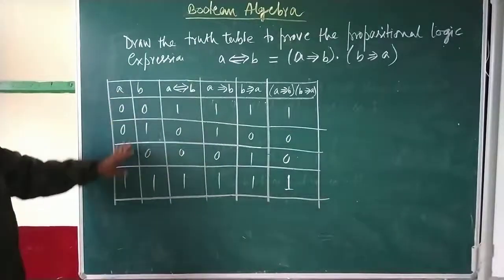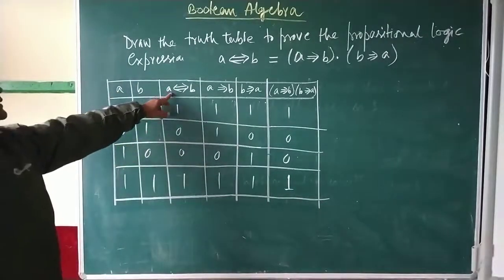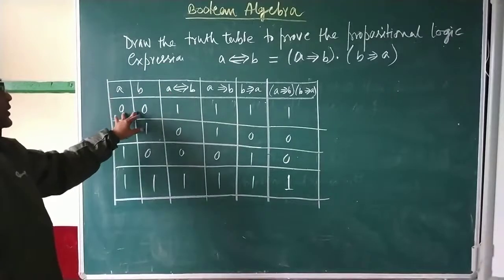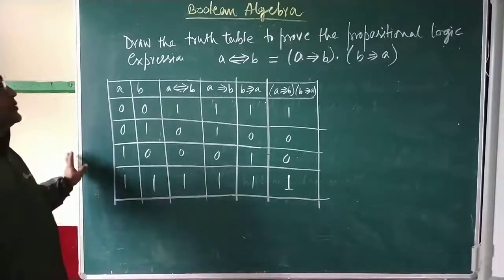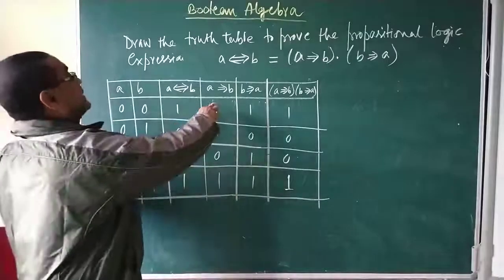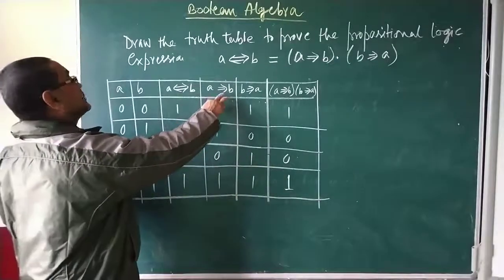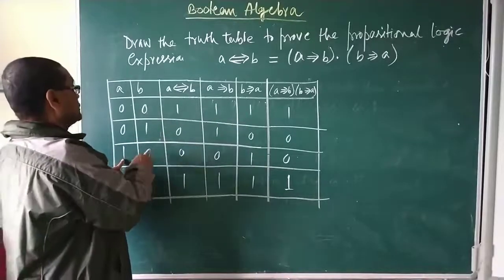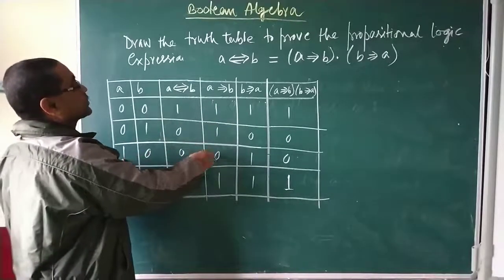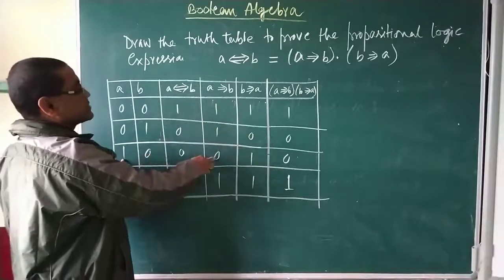Here I have taken two inputs, and this is if and only if. When both are 0, it is 1. When both are 1, that time also it is 1. Now for if then, A if then B: when A is 1 and B is 0, that time only it will be 0. Rest all are 1.